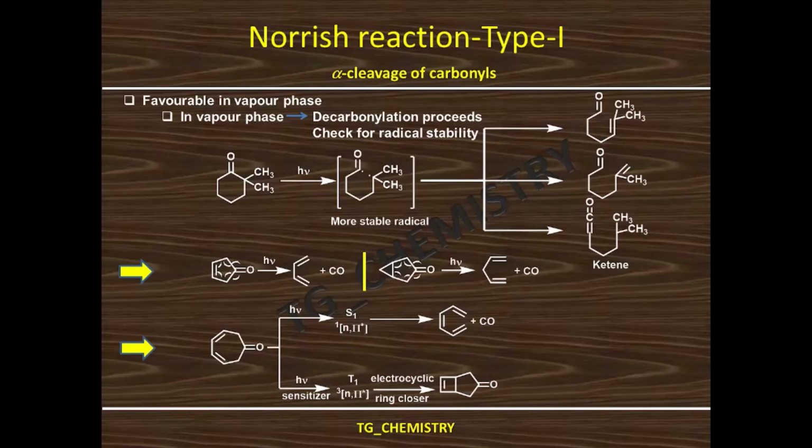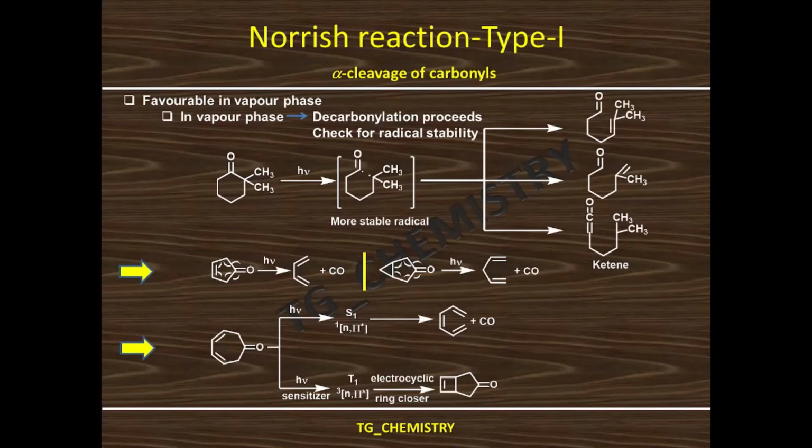Now on cleavage of the alpha carbon bond from either state, the two radical fragments can be obtained, and the size and the nature of these fragments depend fully upon the stability of the generated radicals. So radical stability is an important factor. Another thing I would like to say for Norrish type reactions: for carbonyls to proceed via the Norrish type reaction, it prefers vapor phase conditions. In vapor phase, decarbonylation takes place and it facilitates the reaction to proceed further. And what we need to keep in mind is that we need to check for the radical stability.